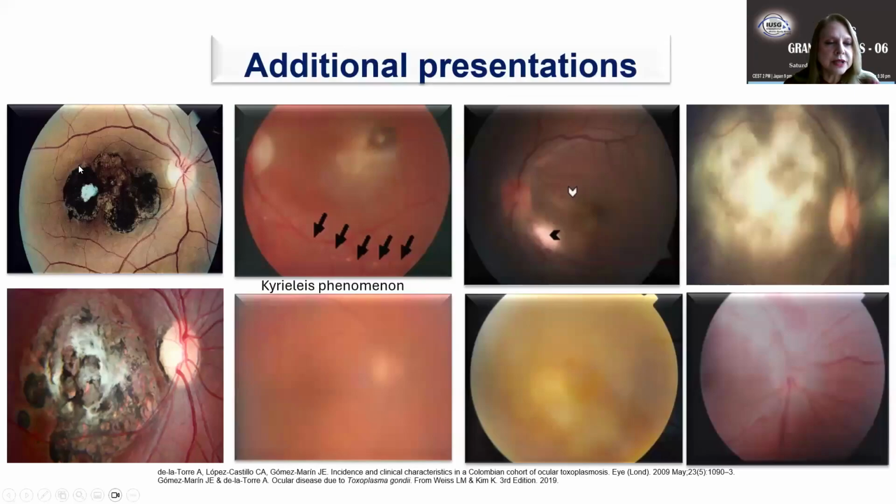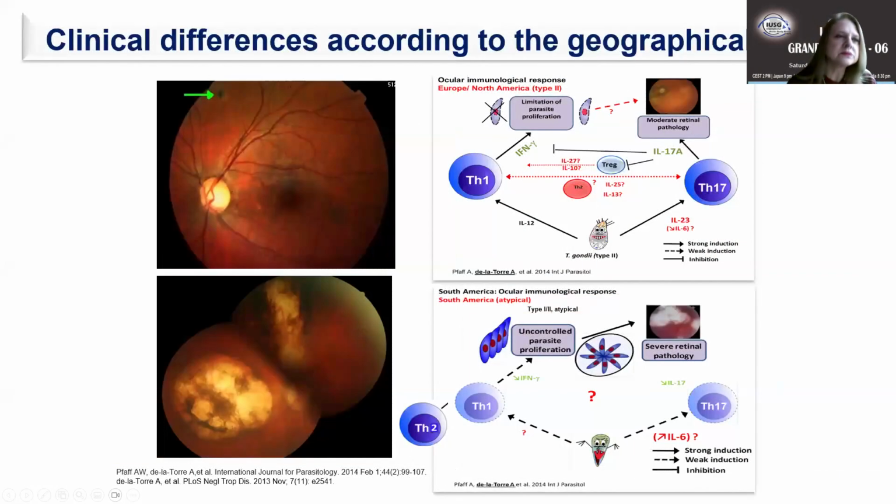In addition to the typical lesions, we can also have Chiariellis phenomenon, neuroretinitis, multifocal and extensive retinochoroiditis, vitritis, light in the fog sign, or papillitis, among others. There are clinical differences according to the geographical origins.